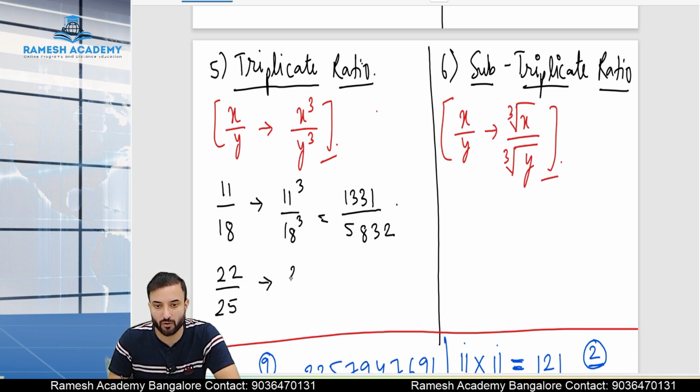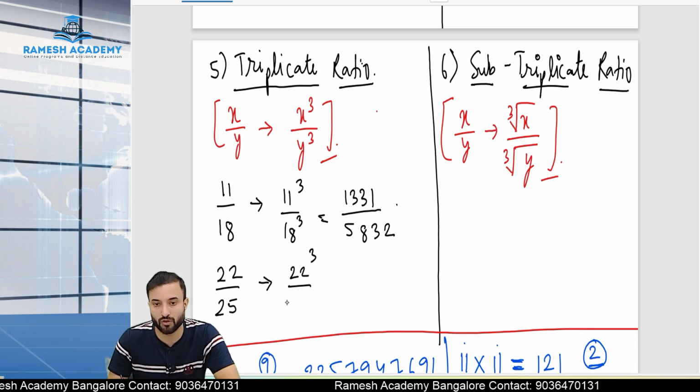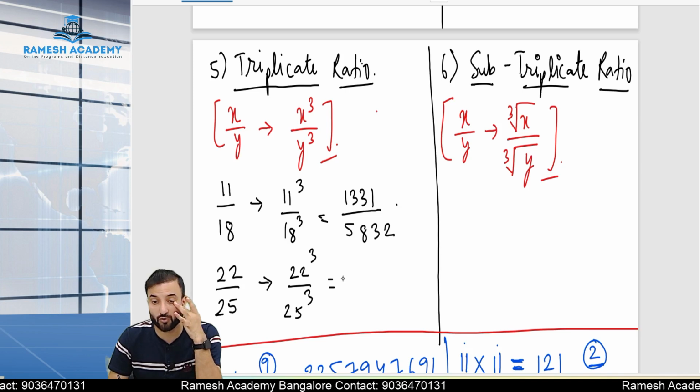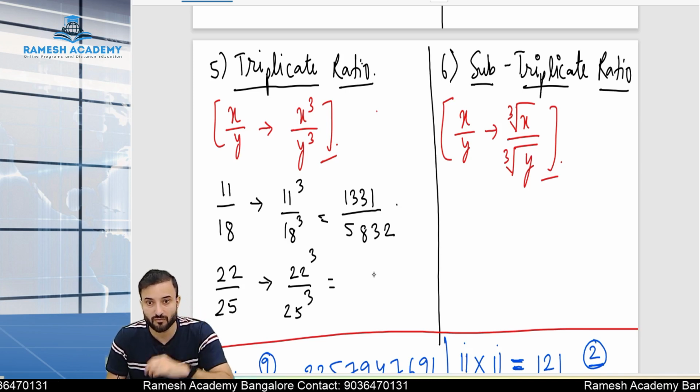So what we will do? We will do 22 whole cube divided by 25 cube, because triplicate is what? Triplicate is whatever the ratio is given, we have to do the cube of that. Okay.